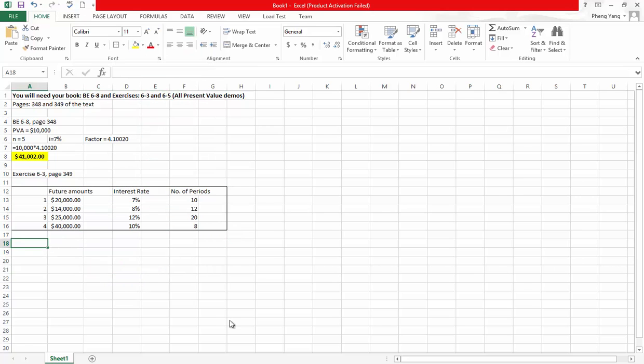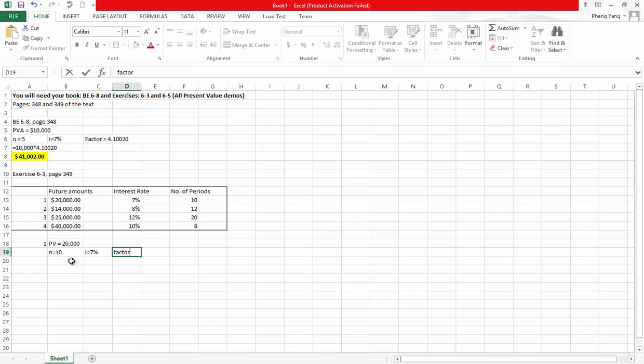So for my first scenario, we know what we are going to be paying total in the future, which is 20,000. Right here, it's asking, what is the present value of $20,000 right now? Because we know that in the future, it's going to grow to 20,000 at 7% for 10 periods. So I say PV equals 20,000. My number of periods is 10, and my interest is 7%.